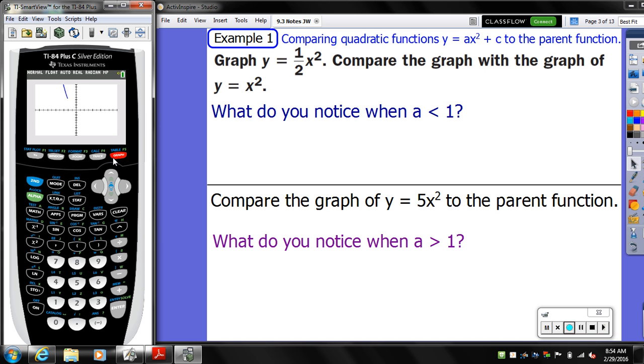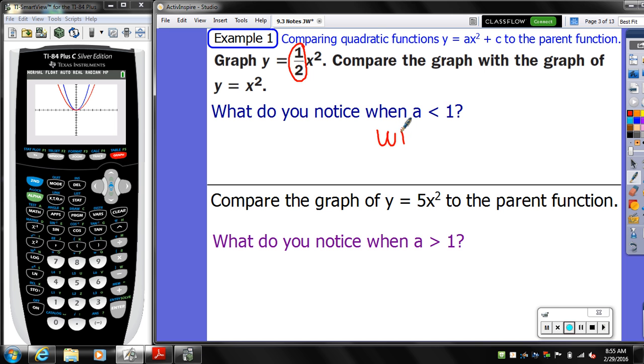So the first one that comes up is my parent function, that's in blue. The second one is going to be my 1/2 x squared, and that's in red. So notice that 1/2 makes the graph wider. So if a, which is the number in front of the x squared, is less than 1, the graph is going to be wider.